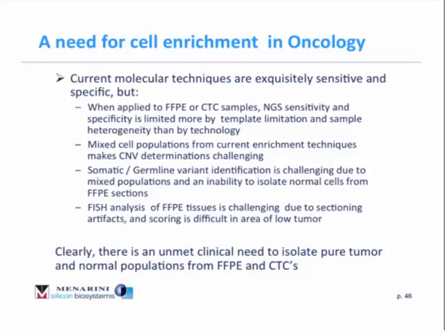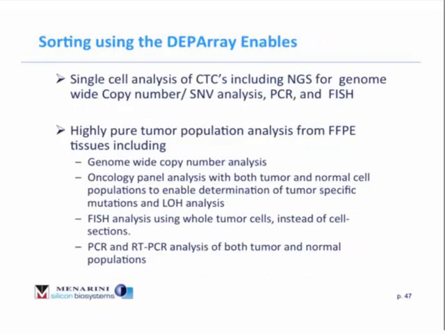So clearly from my perspective, the ability to isolate clean populations of cells for use in an NGS assay or qPCR or microarray assay is of great advantage from a clinical perspective. So what really does sorting using a DEPArray give us? It allows us to capture pure populations of cells, even from FFPE tissues, even from CTCs.